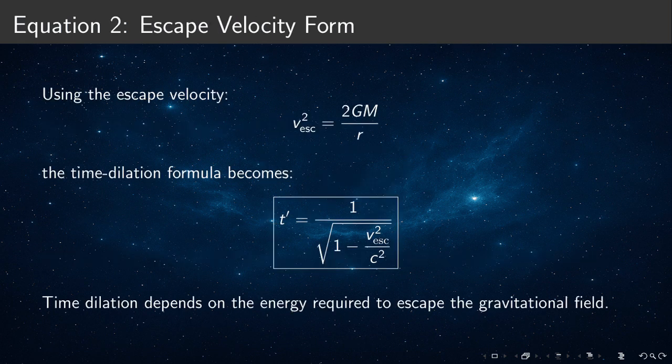Equation 2. Escape velocity form. The same time dilation can be written in terms of escape velocity. Here, time dilation depends on the energy required to escape the gravitational field. Although this resembles a velocity effect, the velocity here represents gravitational potential, not motion.